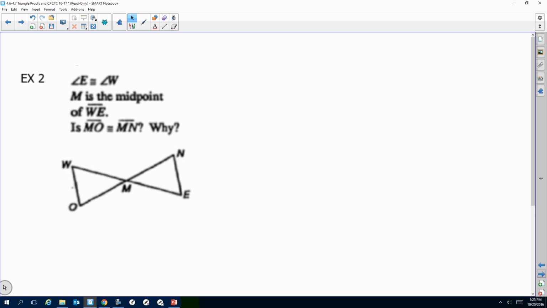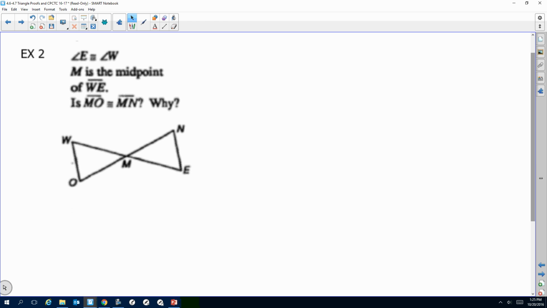All right, first thing, number 2, example 2. Mark the given information. Angle E is congruent to angle W. M is the midpoint of WE. Tic mark to show midpoint, 2 congruent segments. And then we mark our known fact. What's the fact we know in the diagram? Vertical.